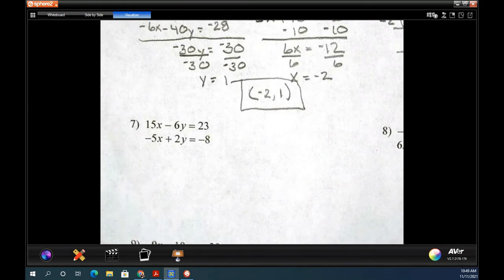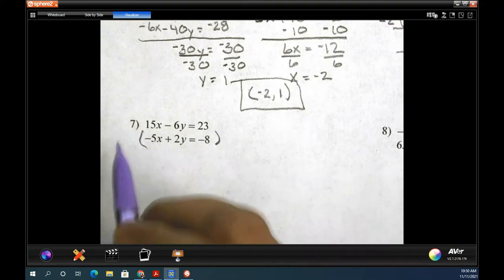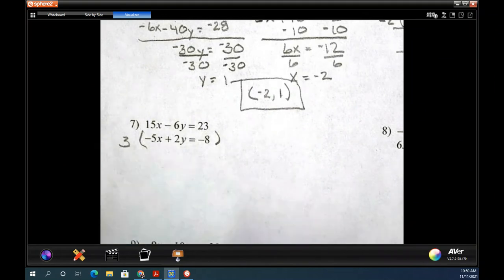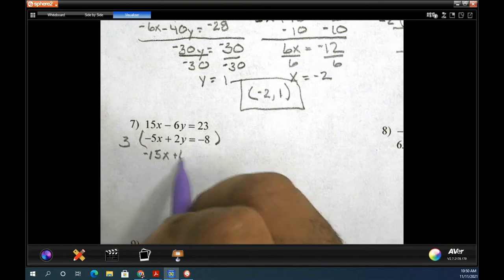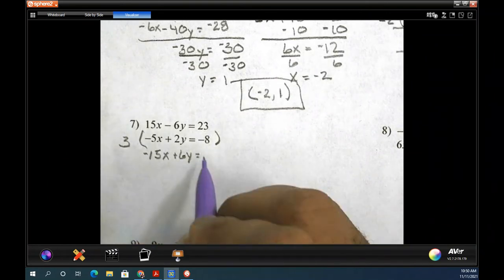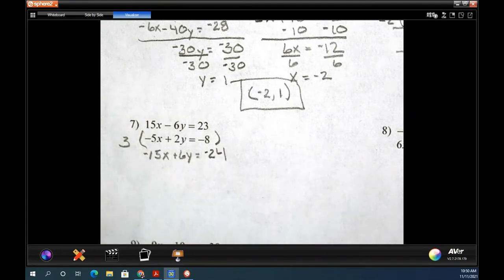All right, let's look at number 7. Which variable do y'all want to eliminate? You want to eliminate the y. So what do we need to multiply by? All right, so multiply everything by 3. The second equation, do that. That's what you should have gotten.